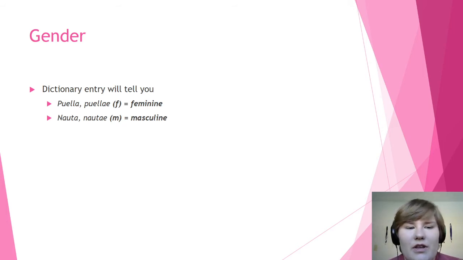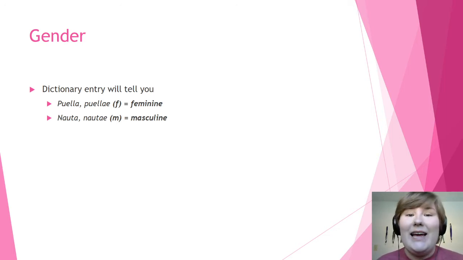Now the words look the same in their endings. They both end in A in the first one, AE in the second one. How can one be feminine and one be masculine? Well, think about this. We're talking about ancient Rome. When we're talking about nautae, sailors are naturally going to be men at this period of time.